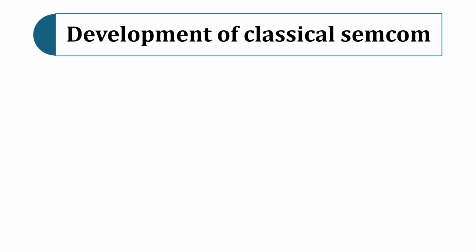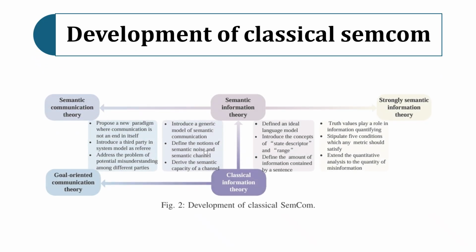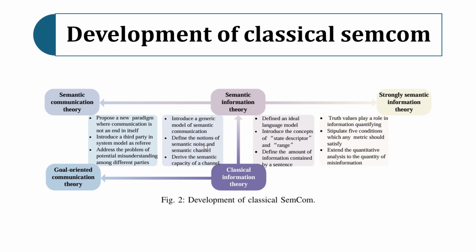Next, we have the development of classical SemCom. This is the diagram of the development of classical SemCom. You can see from the diagram that classical SemCom theory is divided into two parts: goal-oriented communication theory and semantic information theory. Then the semantic information theory is divided into two subparts: semantic communication theory and strongly semantic information theory.